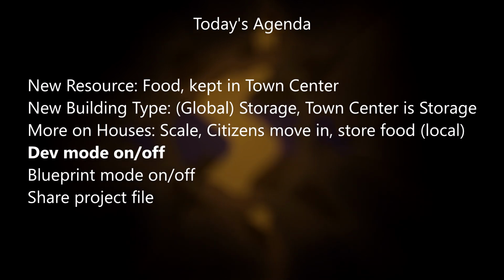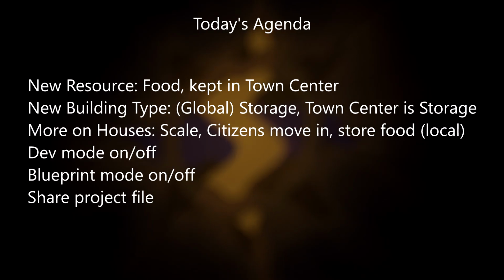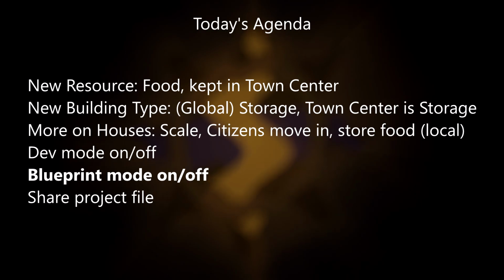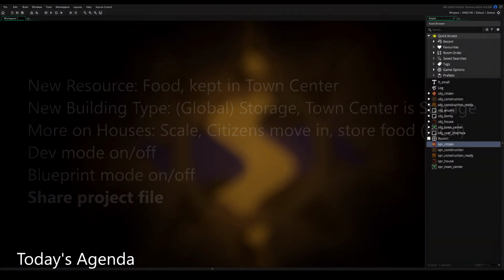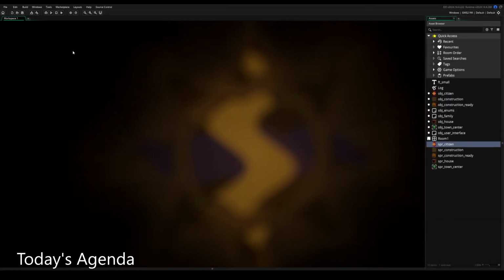If we want to display certain values from instances, then we can turn this on. And the same with blueprint mode on and off. And I want to keep that a little bit of a secret. Finally, I promised a viewer to share the project file. But let's get started by simply showcasing the current version of the game.